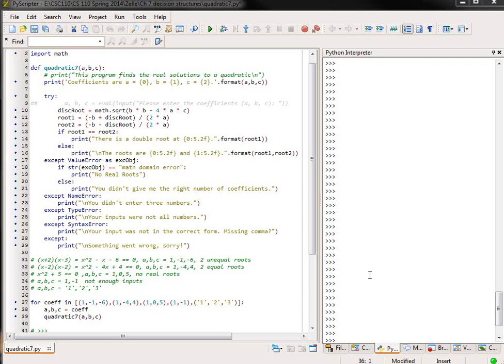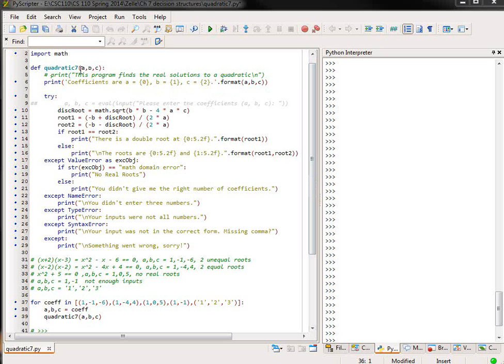I'm not going to put a lot of emphasis on exception handling, but there is a short discussion of it in Chapter 7. To motivate the discussion, they use the quadratic equation example, where it's easy to get a math domain error if you try and compute a negative square root, the square root of a negative number.